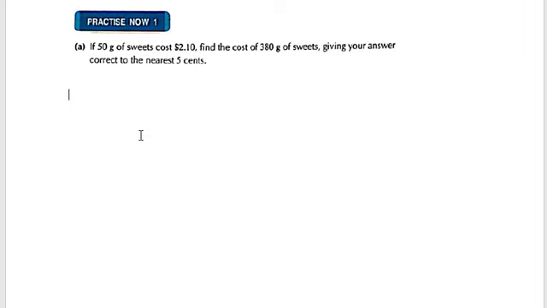First, see, is this a direct proportion or an inverse proportion matter? We can write the assumption here: the cost of sweets is directly proportional to the mass of the sweets.